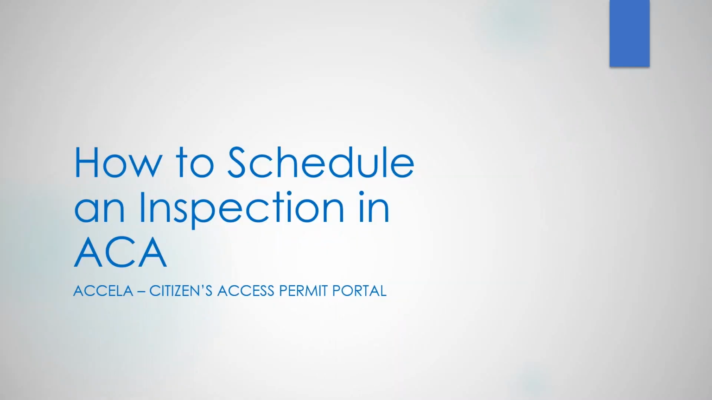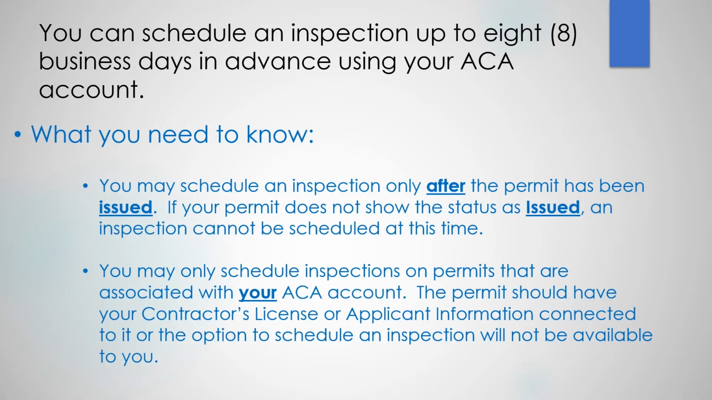This video is on how to schedule an inspection in ACA. You can schedule an inspection up to 8 business days in advance using your ACA account. Here's what you need to know. You may schedule an inspection only after the permit has been issued.